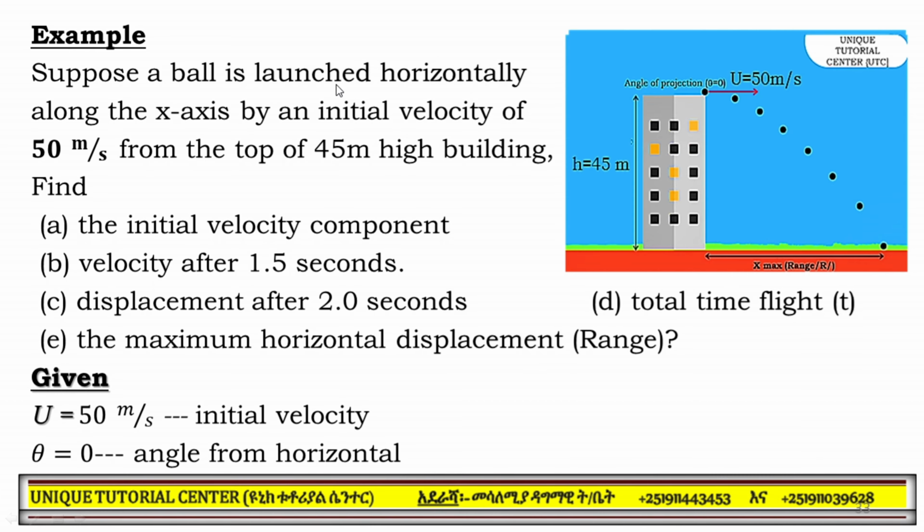Let us solve one example. Suppose a ball is launched horizontally along the x-axis with an initial velocity of 50 meters per second from the top of a 45 meter high building. So here we have a 45 meter high building, and a ball is thrown horizontally at 50 meters per second. The angle of projection is 0, since it is a horizontal projection.